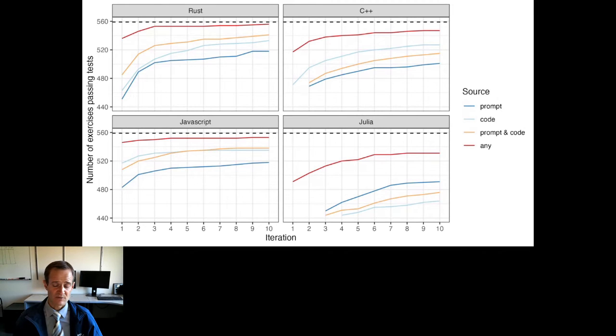And then we asked, did any of these three types of prompts lead to a successful solution? So that's the any line. And we found that if we combine all that together, it may not have worked well for one type of input, but in general, it worked well in almost every case for at least one of them.